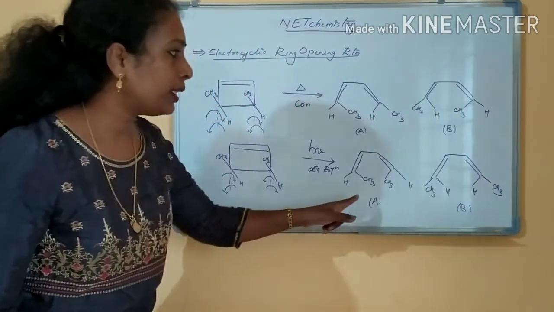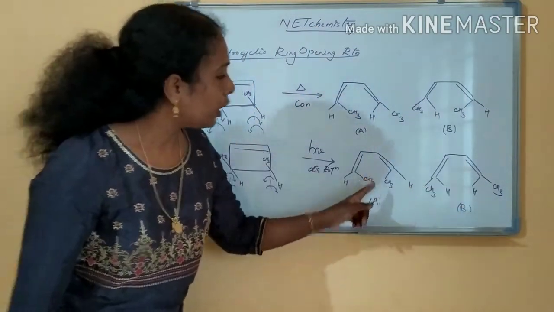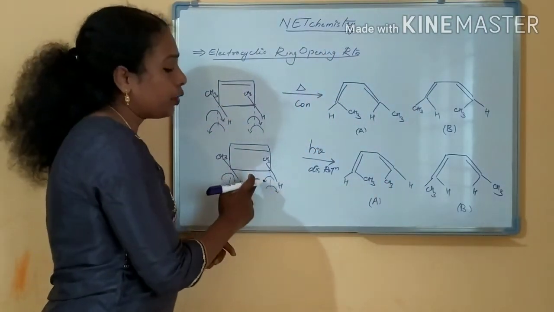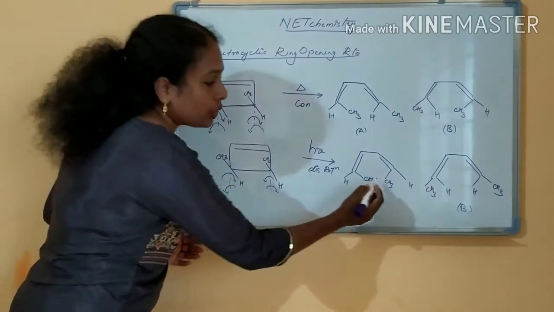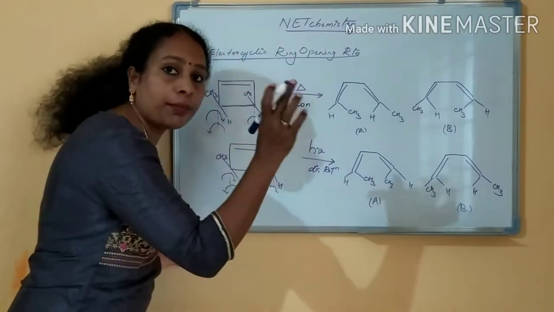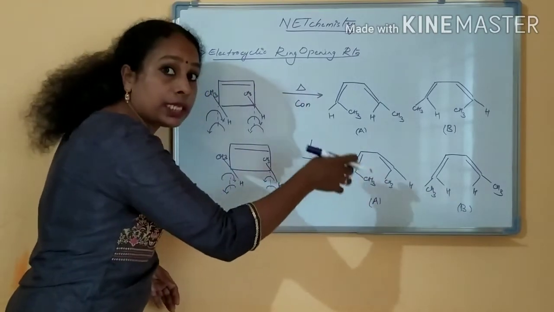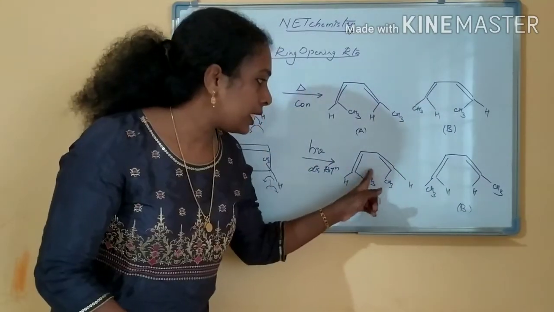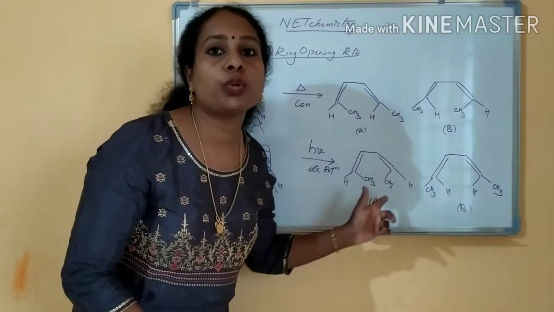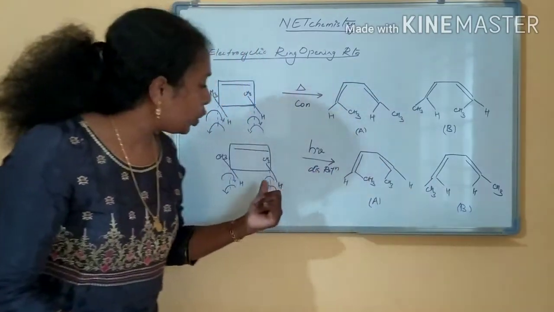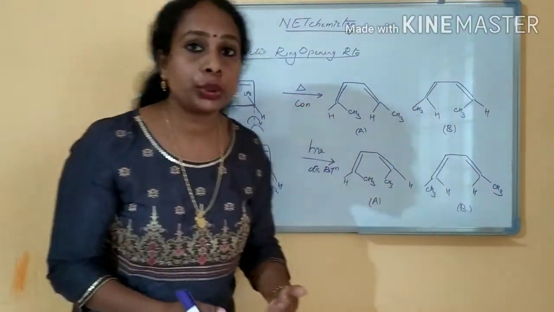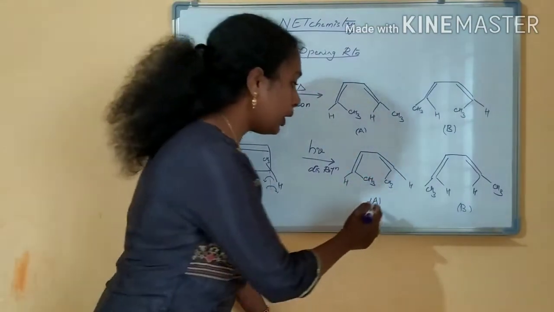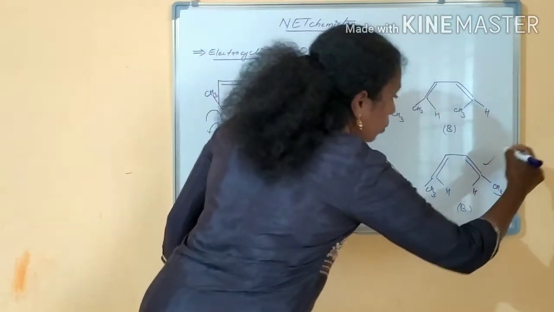You got two products. Are these two products the same? No. In the first rotation I have taken clockwise and anti-clockwise like this. In product A, both CH3 groups have come near, towards the inside, and two CH3 groups are sterically crowded. Both products have formed by disrotation only, but in B these two CH3 groups are less sterically crowded than in A, so product B is exclusively forming.